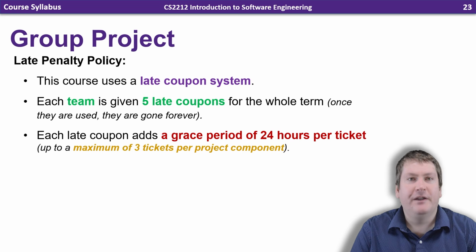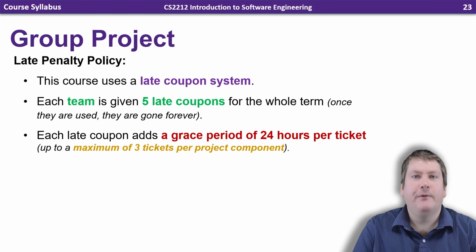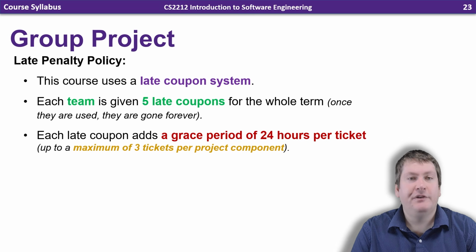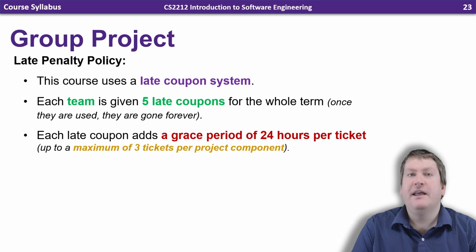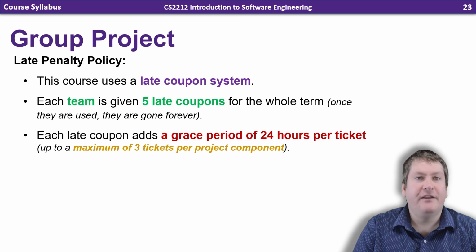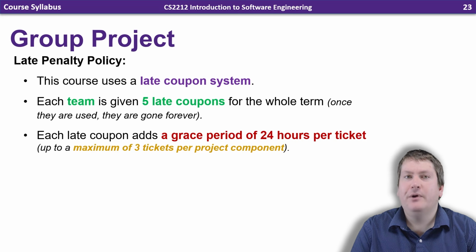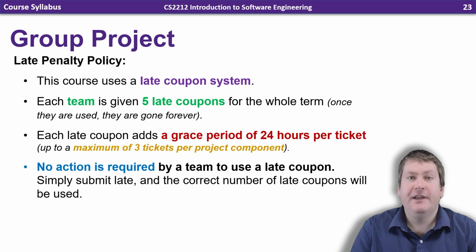So what do these coupons do? Well, each late coupon adds a grace period of 24 hours per ticket used, up to a maximum of 3 tickets per project component. That means, assuming you have enough late coupons, you can push the due date or the no late penalty period back by up to 3 days per project component. But you only have 5 tickets, so you might want to make sure that you reserve them for when you really need them.